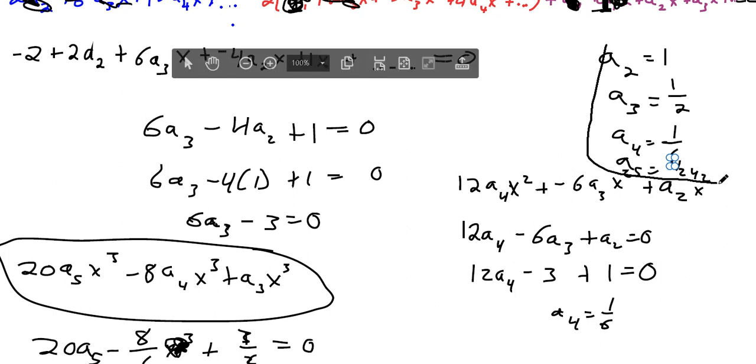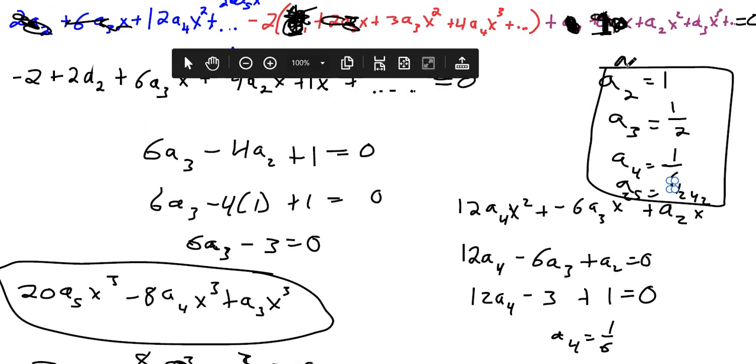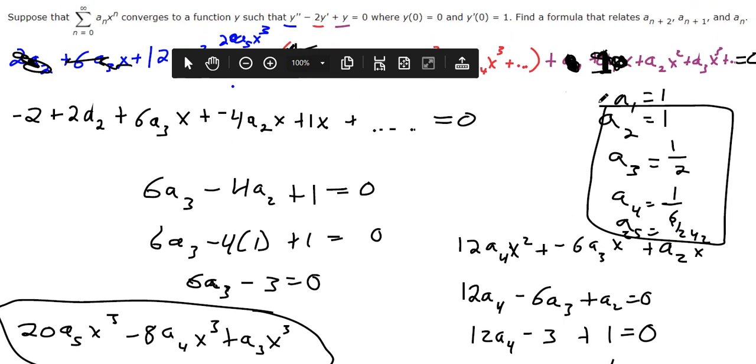That's just what we needed for that list. And I think we lost it. It was previous in the notes, but a sub 1, we plugged in our initial value information. We got 1. So there's our list.